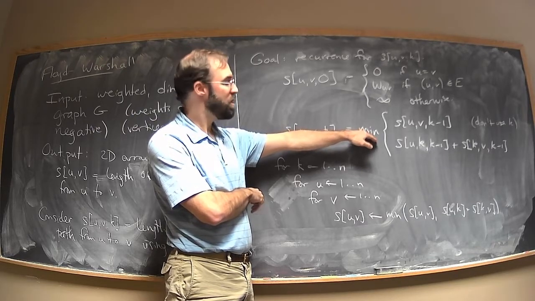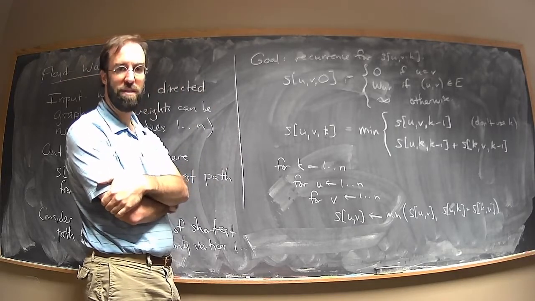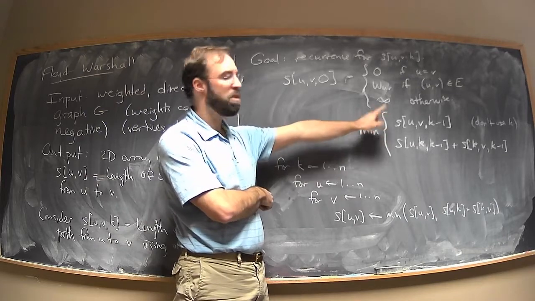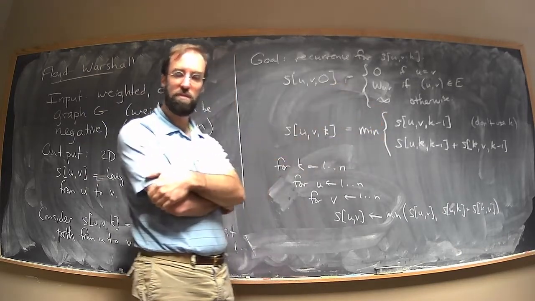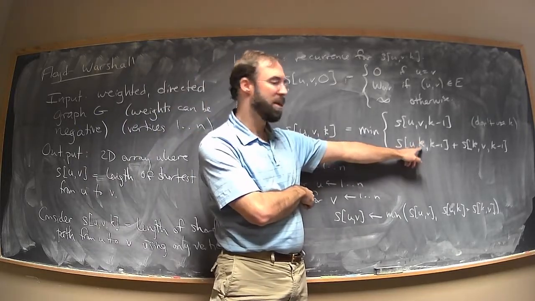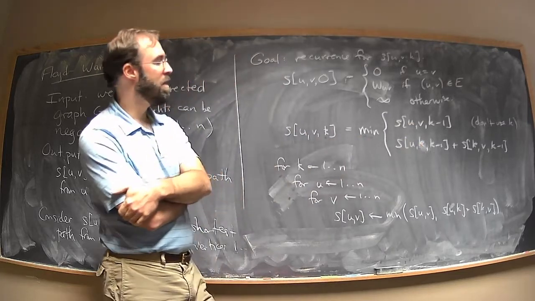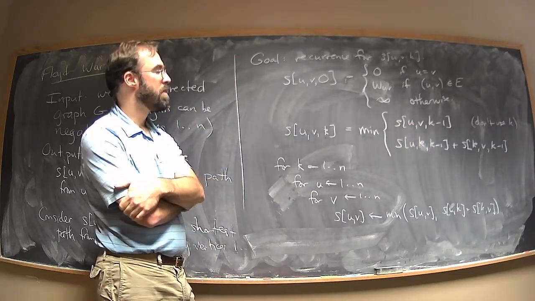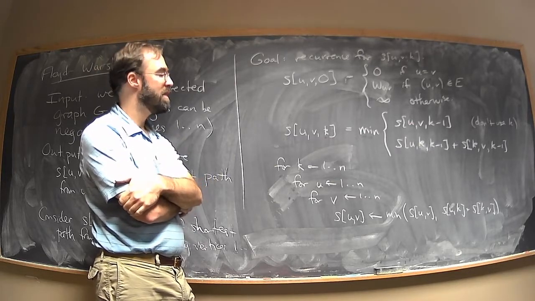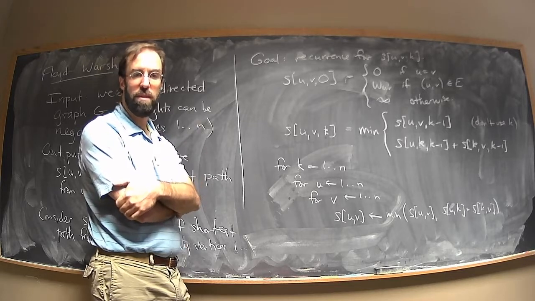If we make a big 3D array of booleans, at each step where we take a minimum, we just remember which one of these was smaller and we set our boolean to true or false. So maybe true means we definitely should use vertex k as an intermediate node in our path, and false means we shouldn't use it. We should just use only 1 through k minus 1. And then, using that, we could go backwards and reconstruct what the best path is.